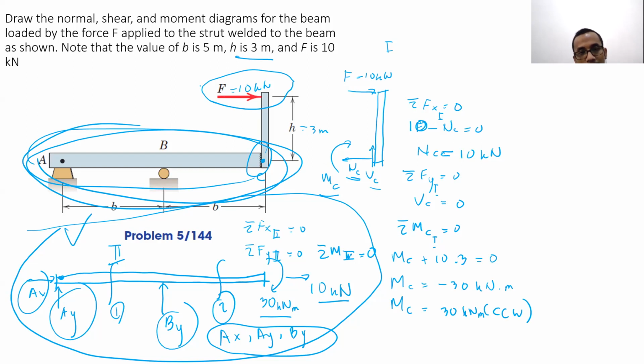Sir, so the diagram is only for beam ABC. Yes, correct, because actually it depends on the question. Here, draw the normal, shear, and moment diagrams for the beam. So the beam there is ABC, loaded by the force F applied to the strut. So the strut is not part of the problem, unless from the beginning it is stated that you're supposed to find the distribution at the strut as well.